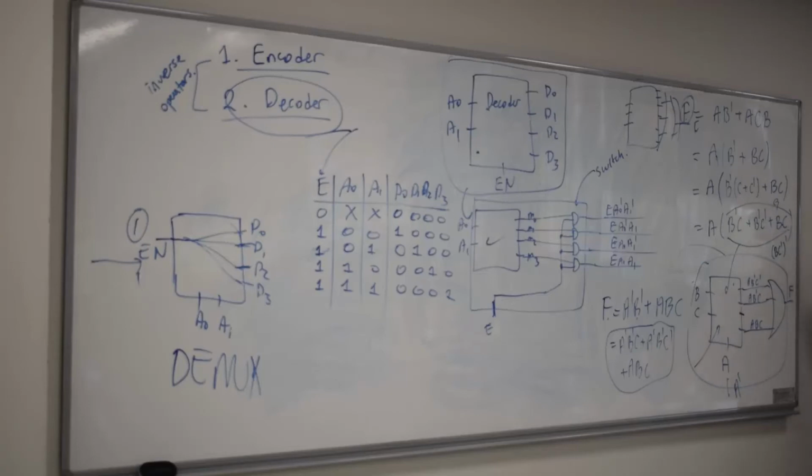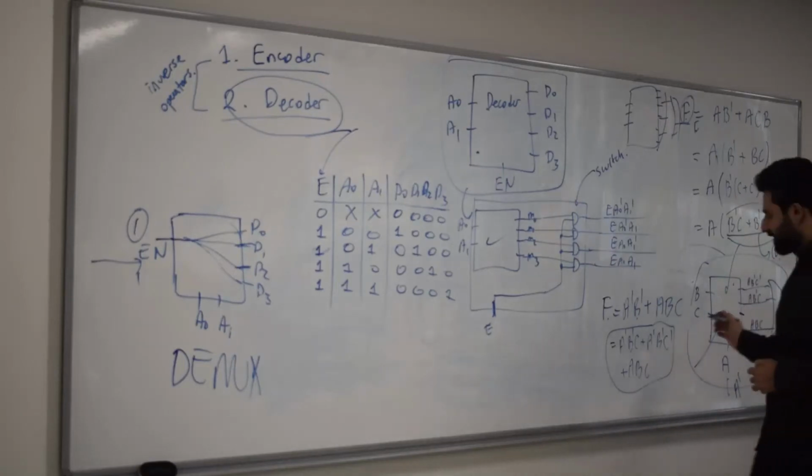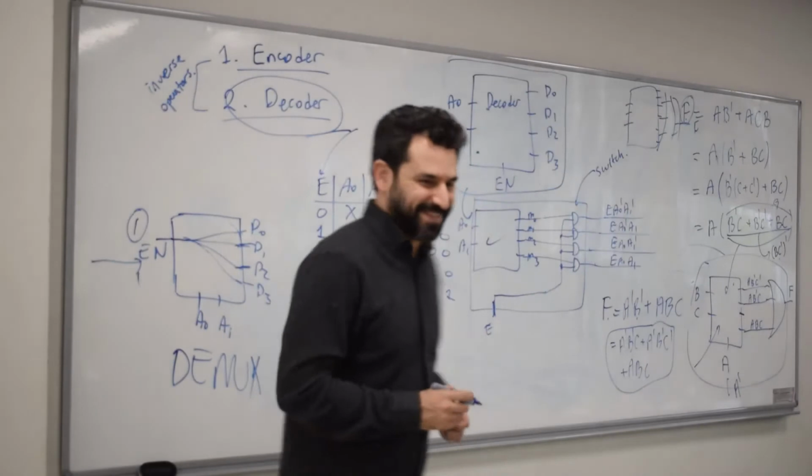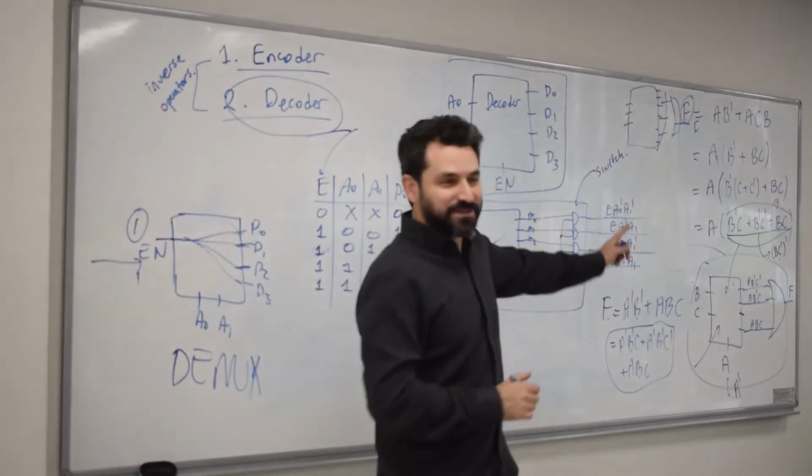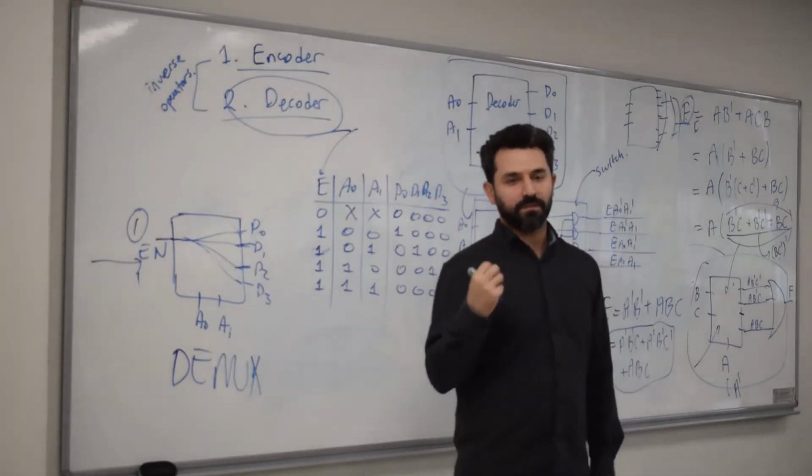Why? Can you tell me why? Say again? Yes, that's right. But what I'm saying is, these 3 min terms equal this. Why is that? Consensus theorem? No, it's not the consensus theorem. It's a good try though. But yeah, think about this in terms of truth tables, okay?